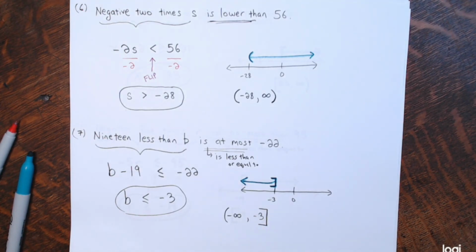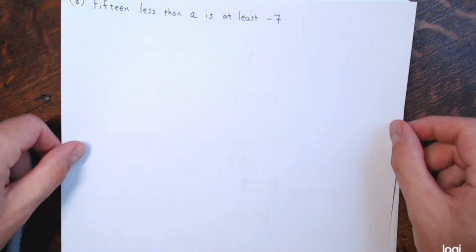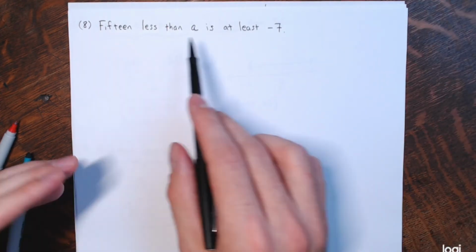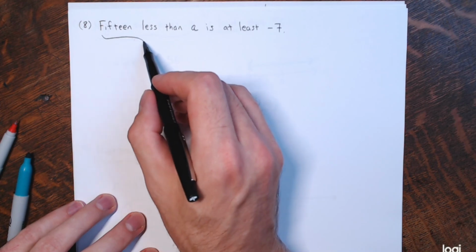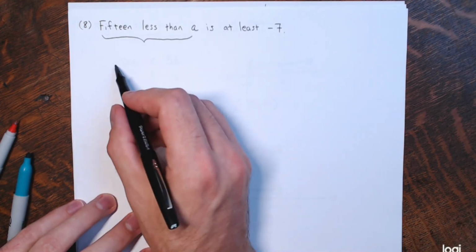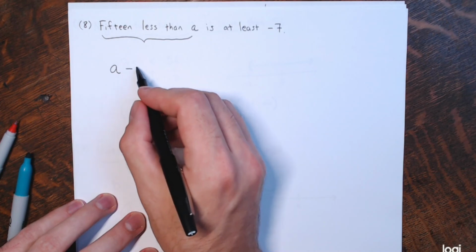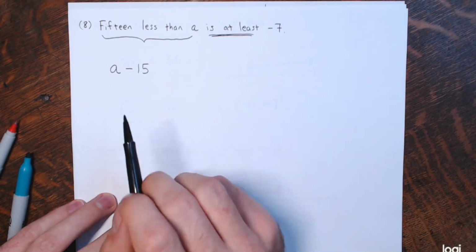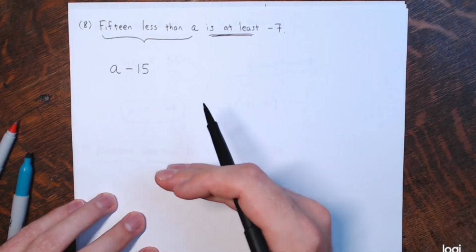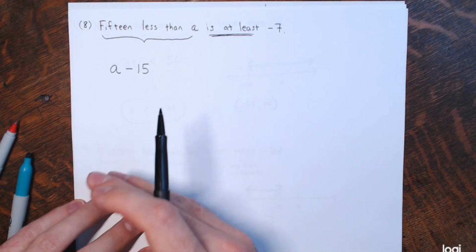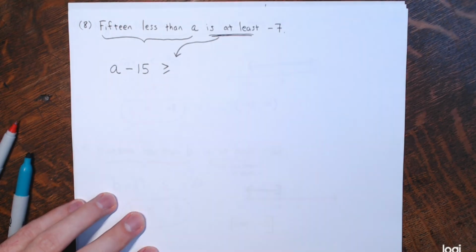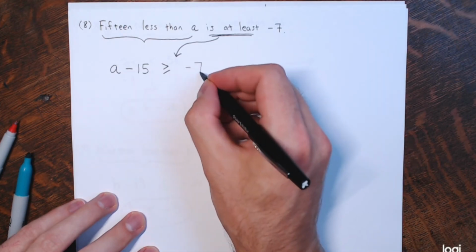All right, and then I have one final example taken from that intermediate algebra second edition book, those exercises, and it's very similar to what we just saw. 15 less than a, that's take a and do 15 less, a minus 15. We saw is at least earlier. Is at least negative 7 means negative 7 is the lowest you can get. So you're negative 7 or higher, negative 7 or greater, that's is greater than or equal to. Right? That's is at least is greater than or equal to. And then negative 7 on the other side.